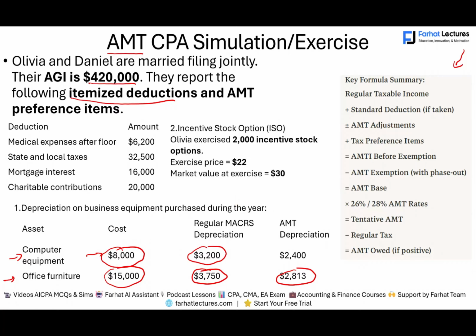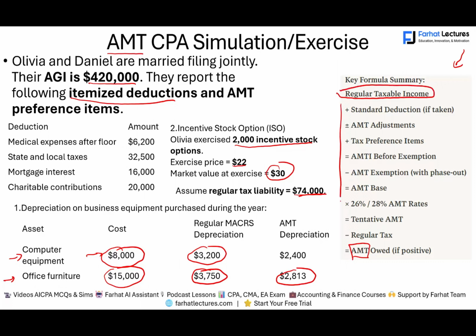We also have incentive stock options. Olivia exercised 2,000 ISOs, incentive stock options. The exercise price is $22. The market value at the exercise was $30. And the regular tax liability, which is given to us and we'll need later, is $74,000. What we need to do now is compute their alternative minimum tax, to see if they owe AMT. So we're going to start from regular taxable income and go all the way to find out whether they have an AMT or they don't. Let's go ahead and get started.